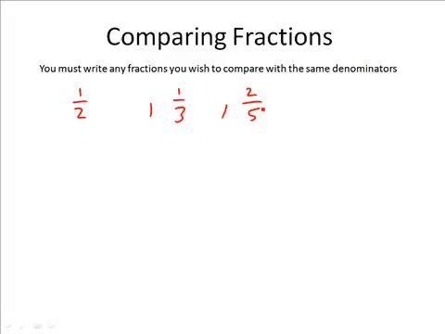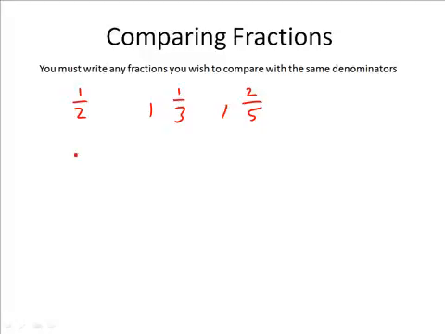You can't compare halves and thirds. Well, you can. You could draw them. You could say, if I take a bar, well, that's half, and if I divide it into thirds, well, that's a third, and therefore a third is smaller than a half. But that's a very time-consuming way to compare fractions. So you need a way of doing it that means you don't have to draw pictures all the time.